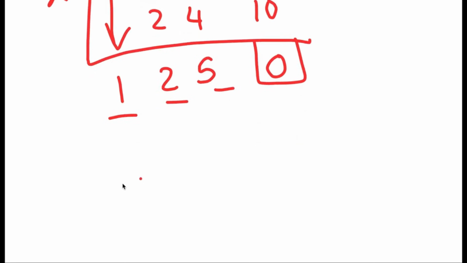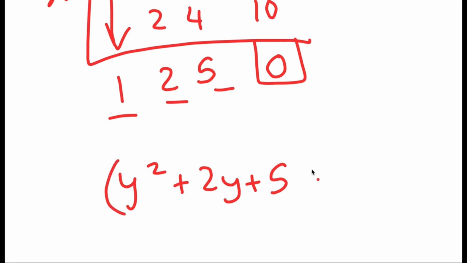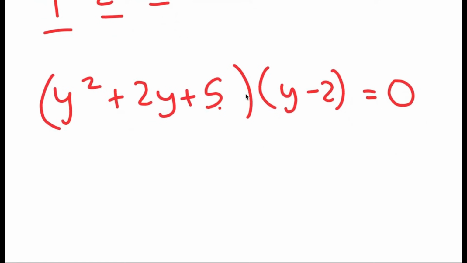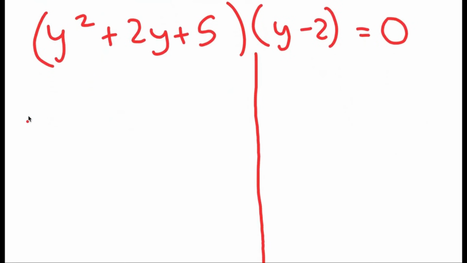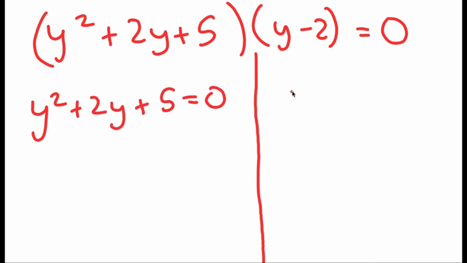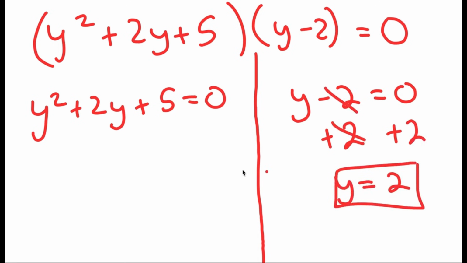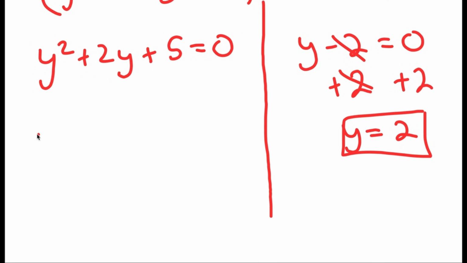And I'm going to use these as my coefficients. So I get y squared plus 2y plus 5, meaning y squared plus 2y plus 5 times y minus 2 is equal to 0. So this is my equation, and I'm going to divide this into two equations. y squared plus 2y plus 5 is equal to 0, and y minus 2 is equal to 0. So now for y minus 2 equals 0, I'm going to add 2 on both sides, so I get y is equal to 2.